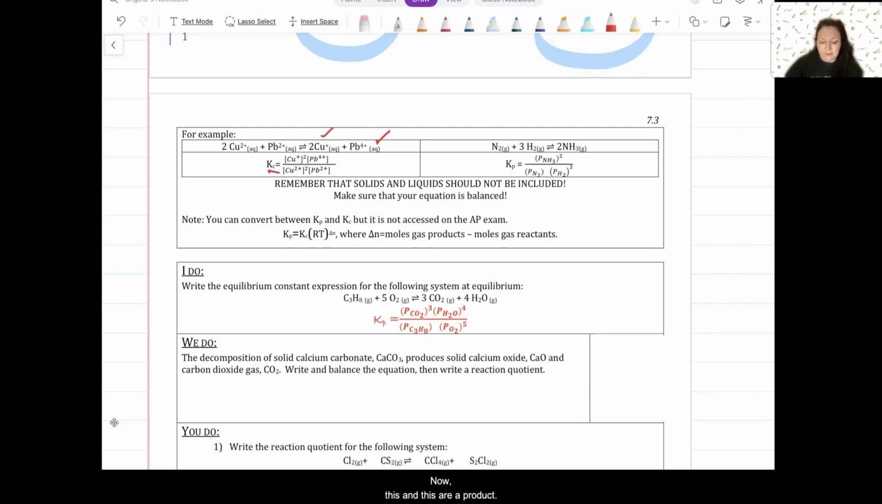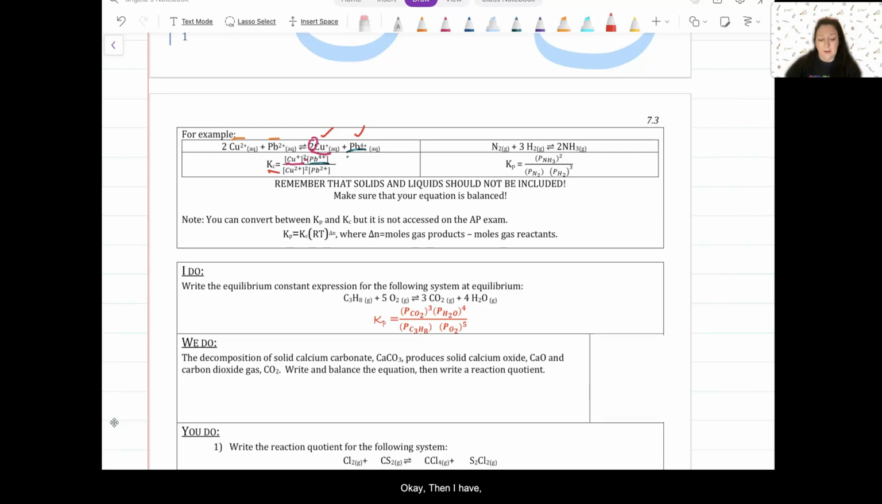Now, copper 2 ion and lead 2 ion are my reactants. So that means they're going to go in the denominator, whereas copper 1 and lead 4 are my products, so they're going to go in my numerator. So I have the copper 1, which is right here. His coefficient is a 2. That means his exponent is a 2. You see that? And I have lead 4 ion, so I have lead 4. His coefficient is a 1, so his exponent is a 1.